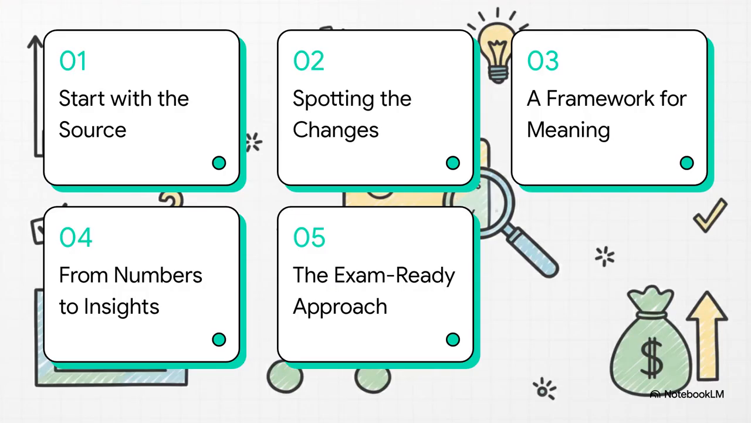Okay, so here's our game plan. We're going to start with the raw materials, the financial statements themselves. Then we'll get into the core methods for actually spotting what's changed. After that, we'll build a really solid framework using ratios to figure out what those changes actually mean. Next, we'll layer on some crucial context and quality checks. And finally, we'll wrap it all up into a powerful, step-by-step approach you can take right into the exam.